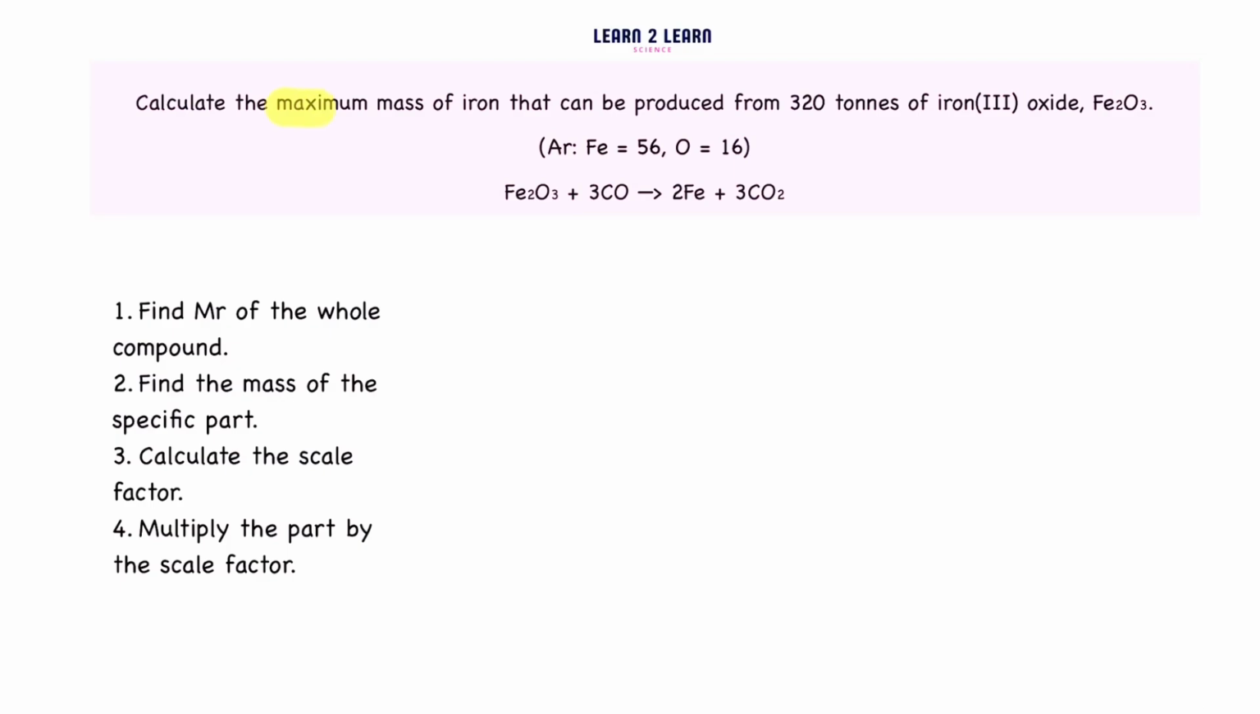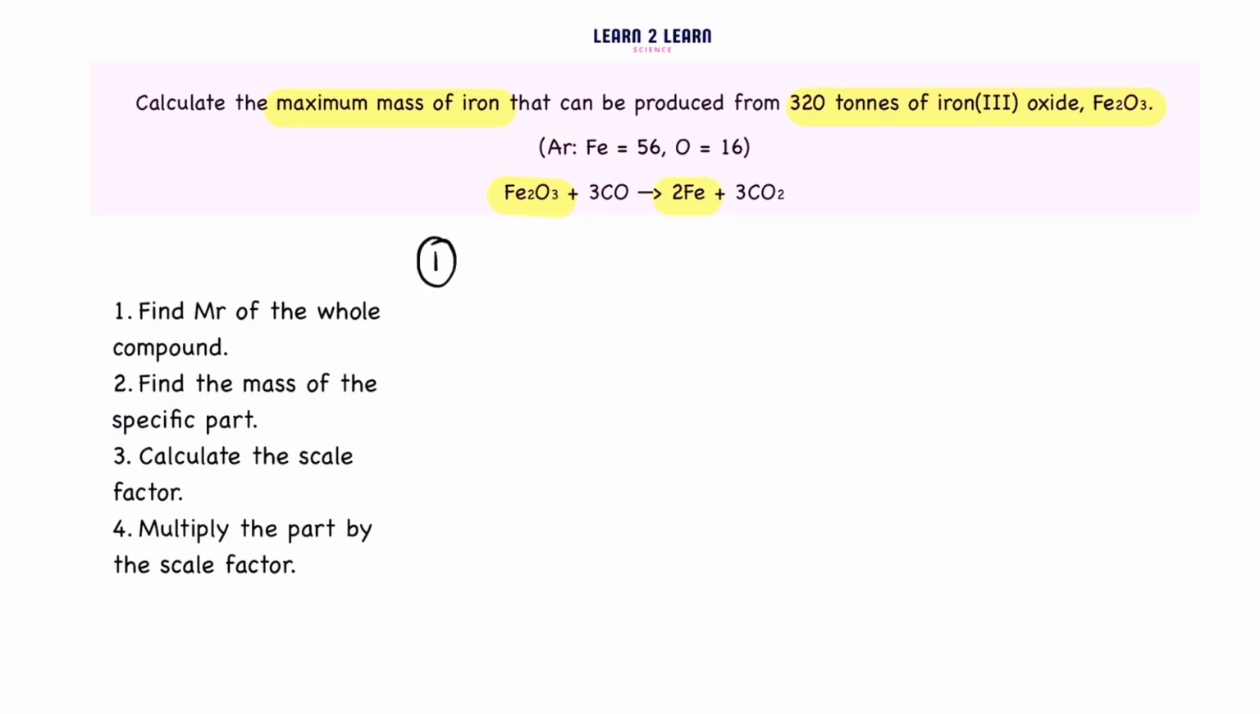Today we're focusing on maximum mass. So calculate the maximum mass of iron that can be produced from 320 tons of iron oxide, highlighting the parts of the equation we need. We need the iron oxide and the iron.